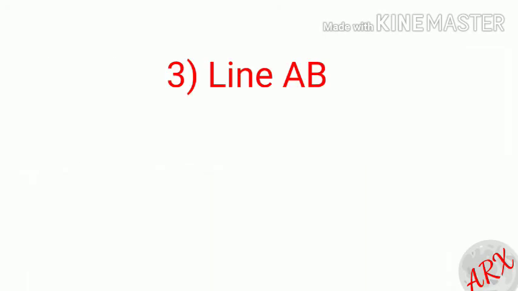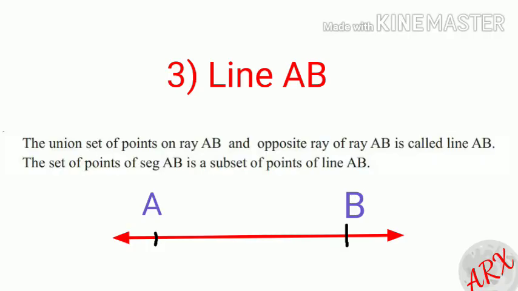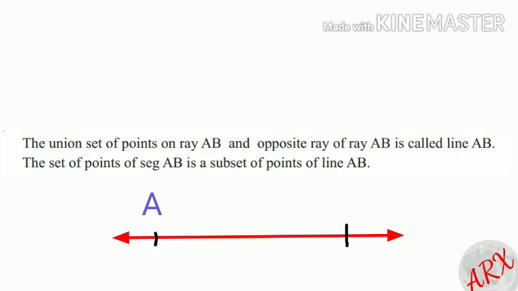Point number 3, line AB. The union set of points on ray AB and opposite ray of ray AB is called line AB. The set of points of segment AB is a subset of points of line AB.